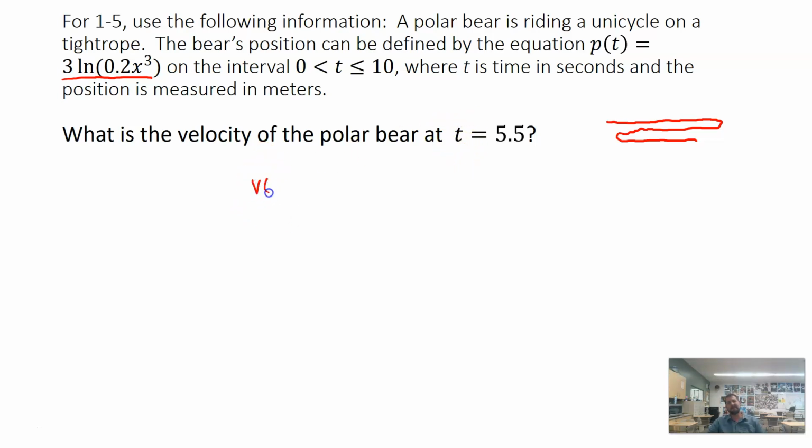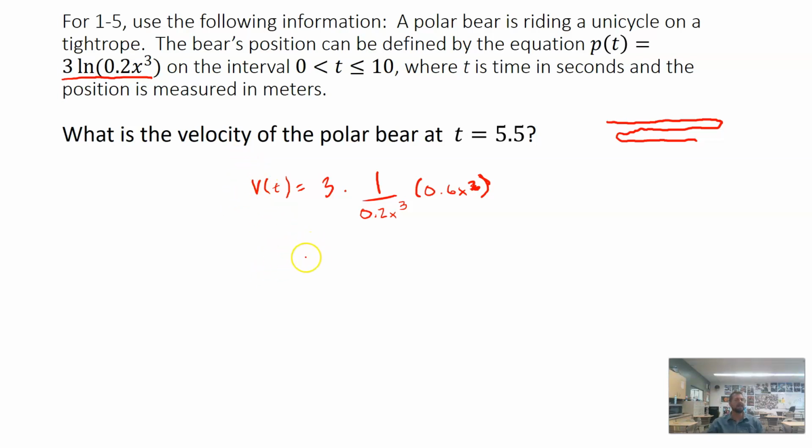Well, to get from position to velocity, what we have to realize is we're just going to take the derivative of our position function. So I leave the 3 there, and then I multiply that by 1 over 0.2x to the third, because that's how we take the derivative of the ln of something. And then we multiply that by the derivative of what's on the inside of the parentheses. So we're applying the chain rule. So that is our velocity function.